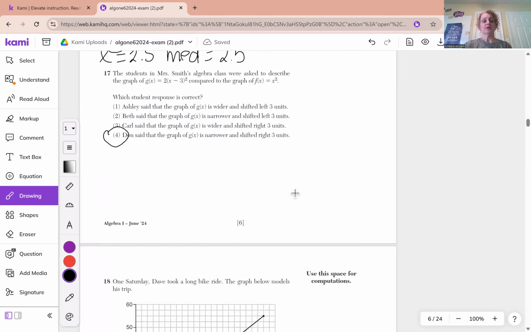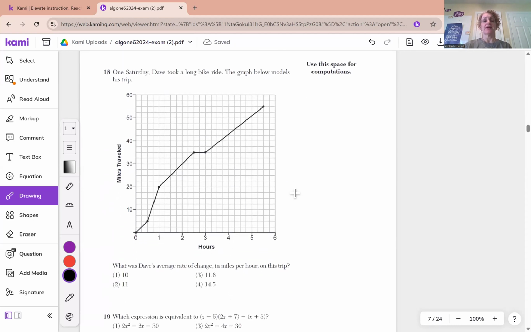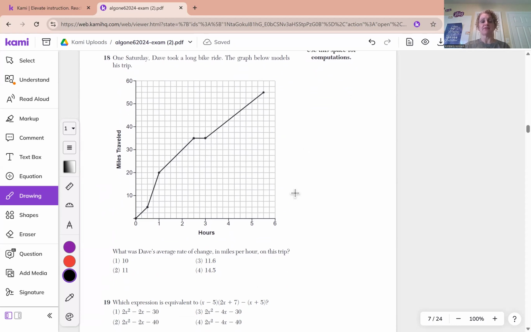Okay. Number 18, one Saturday, Dave took a long bike ride. The graph below models his trip. What was Dave's average rate of change? When you hear average rate of change, it is slope on this trip. So they want from the beginning to the end here. The end we see we're at the point 5.5, comma 55.